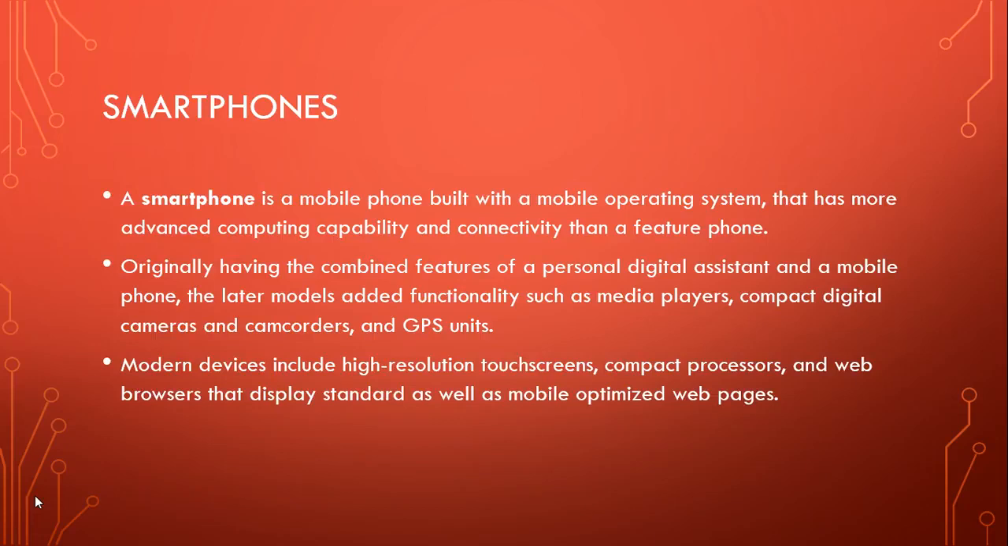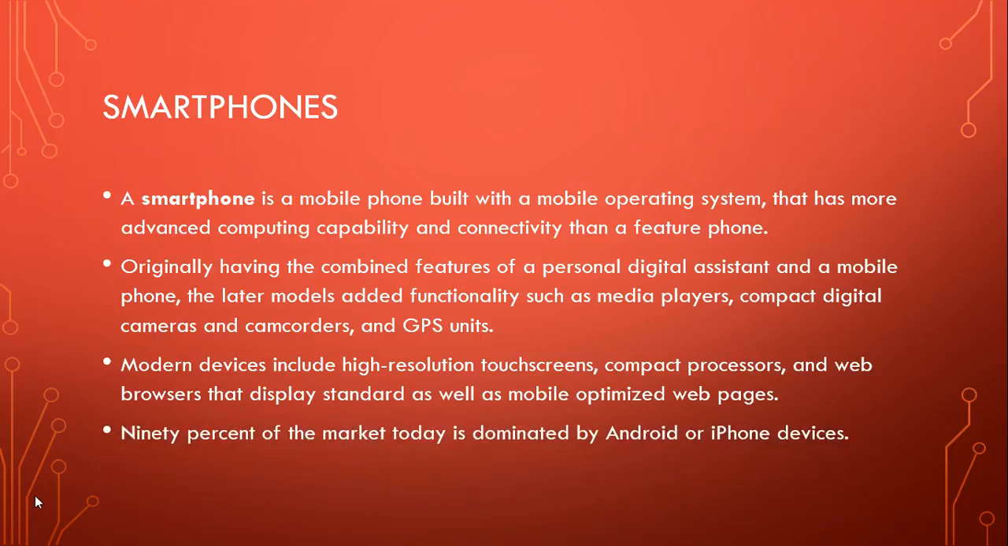Now, these modern devices include high-resolution touchscreens. There are, in fact, some phones that get to a certain resolution where the resolution is beyond what the human eye can really handle, so they don't really develop that more on phones. They also have compact processors and web browsers that can display both standard and mobile-optimized web pages. And remember, the difference is, with a standard web page, if you try to look at it through a phone, you have to zoom in, whereas mobile rearranges the elements so it fits better. Now, 90% of the market today is dominated by Android or iPhone devices.